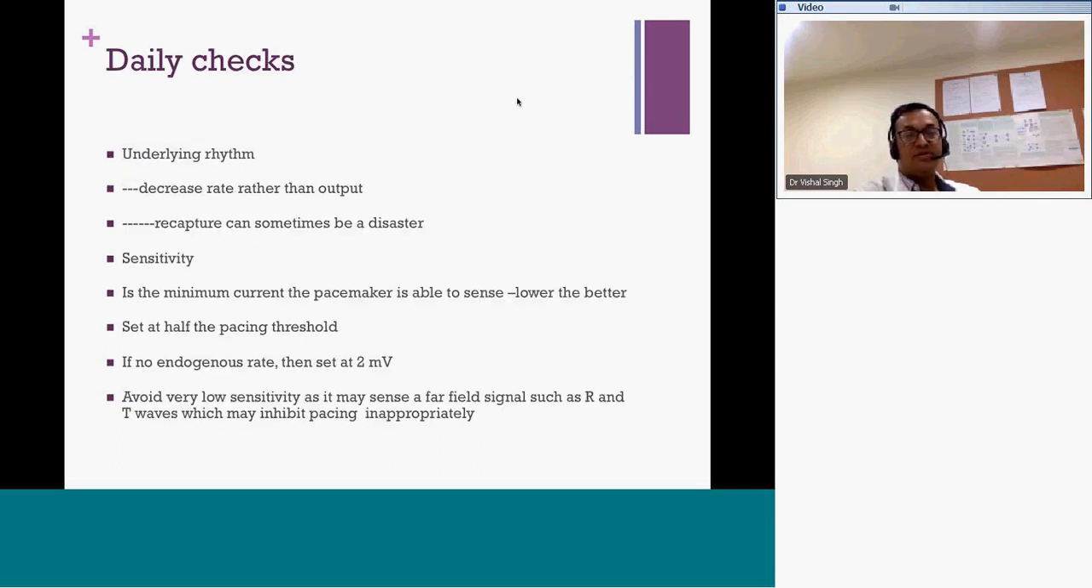When somebody is on a pacemaker and you are checking the underlying rhythm, decrease the rate rather than the output, because if you decrease the output and there is failure to capture, sometimes the recapture will never happen and your patient will crash.